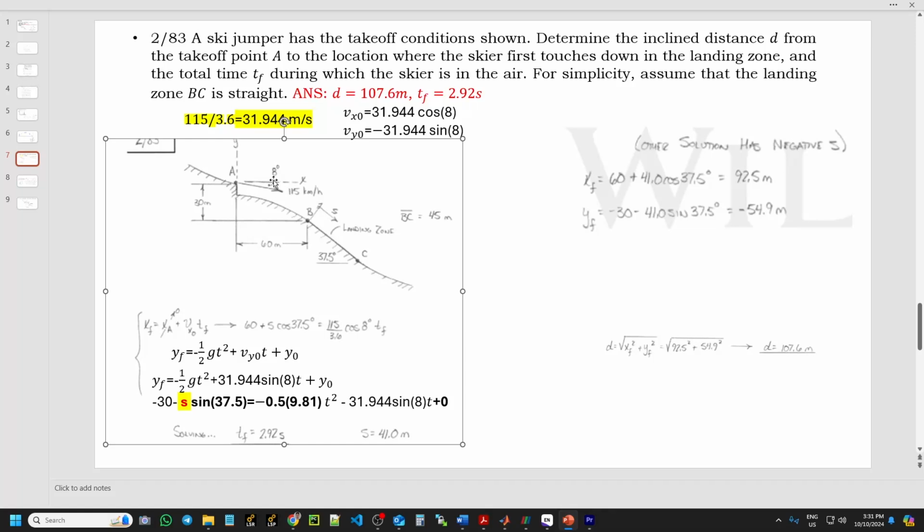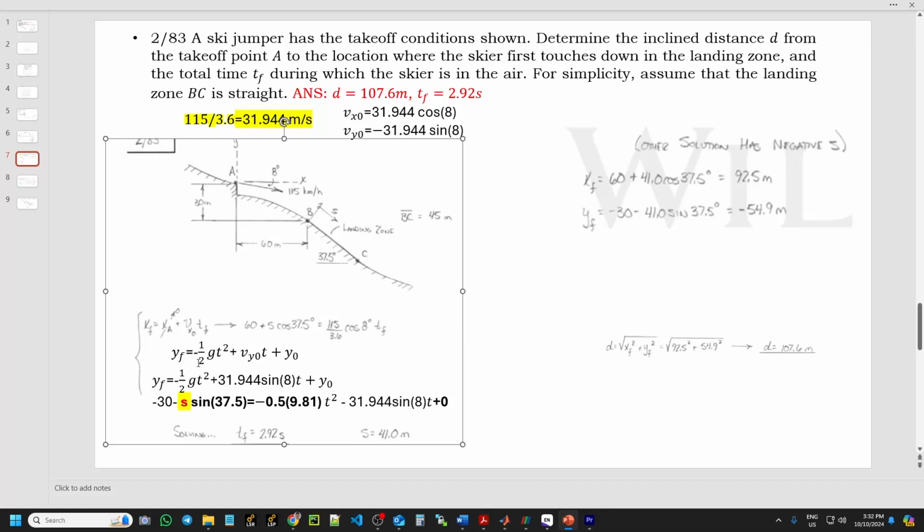So it will land in the landing zone, which is BC, and it is a straight line with a slope of 37.5 degree. So let us find the x and y equations for the path of this projectile, or sorry, this person.